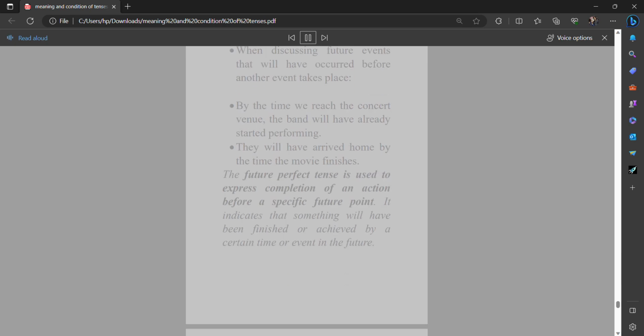When discussing future events that will have occurred before another event takes place. By the time we reach the concert venue, the band will have already started performing. They will have arrived home by the time the movie finishes. The future perfect tense is used to express completion of an action before a specific future point. It indicates that something will have been finished or achieved by a certain time or event in the future.